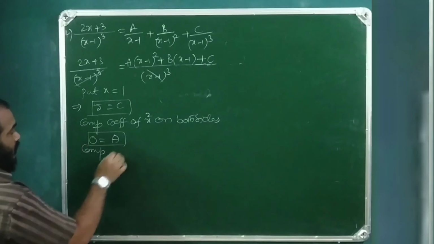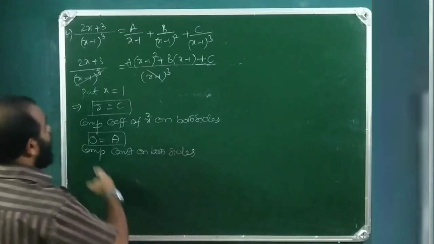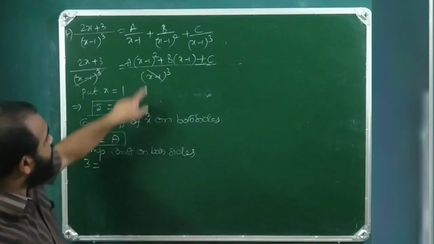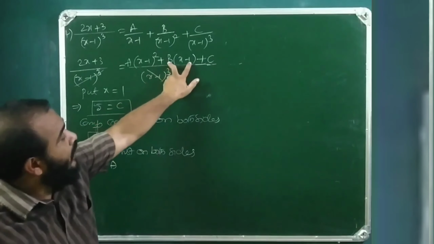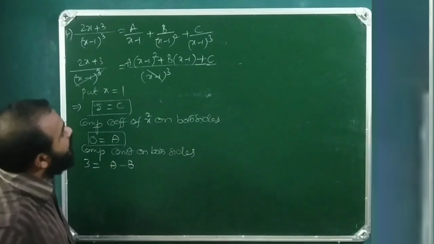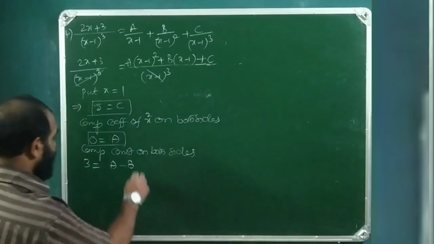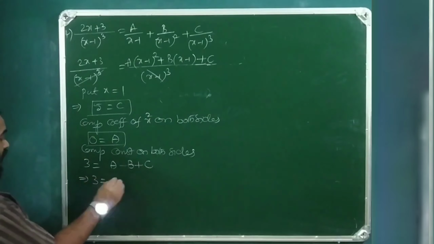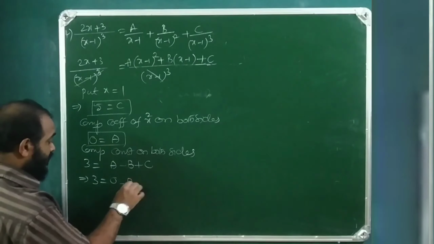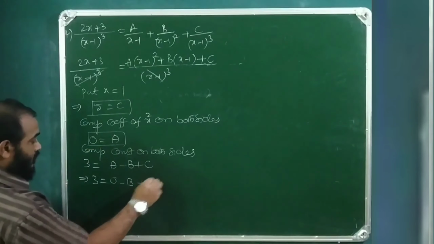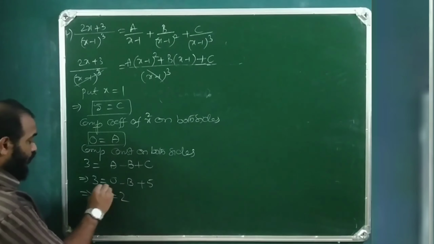Comparing constants on both sides. Here the constant is 3. Here the constant is x square minus 2x plus 1, so 1 into A. So B into minus 1, minus B. B into minus 1, constant is minus B plus C. So 3 is equal to, the value of A is 0, the value of B which we don't know, C value is 5. So this is 3, B is equal to 5 minus 3 is 2.